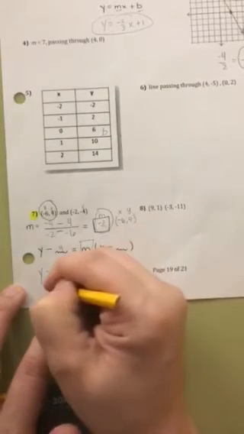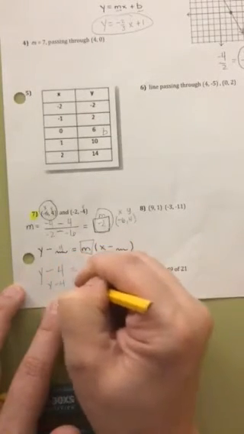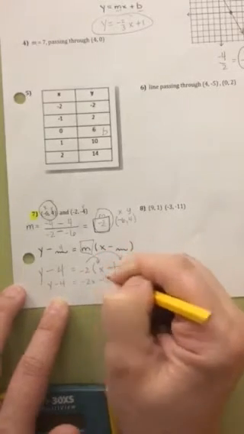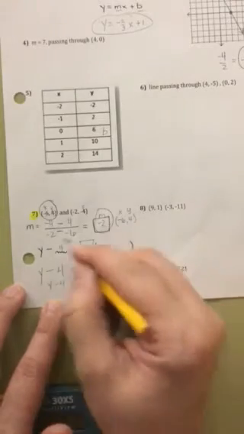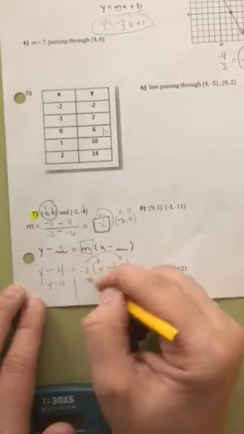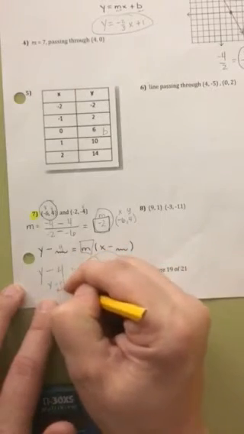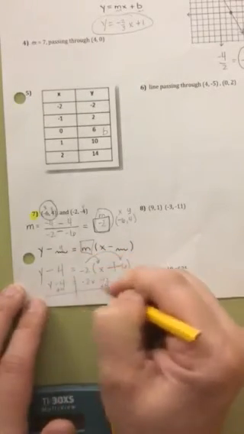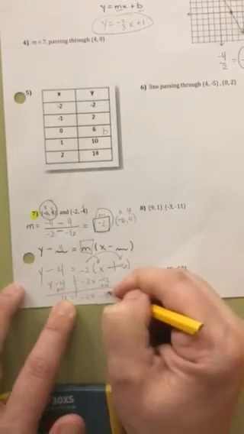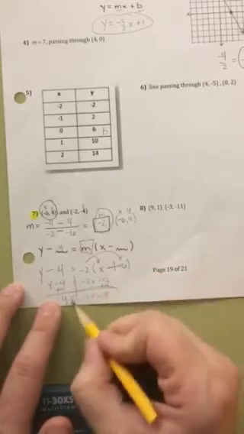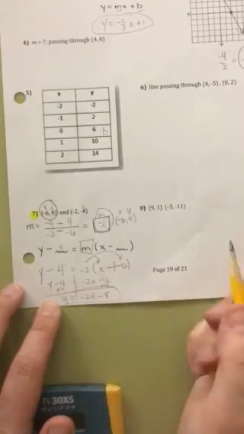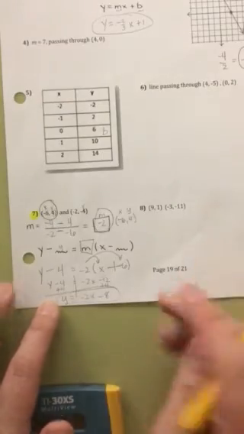Distribute. Y minus 4 is equal to multiply. In these problems, there's nothing that says we need the form where we have x's and y's on the same side. So I'm going to add 4 and turn it into y equals form. Negative 2x minus 8, and I'm done. Notice my slope is negative 2. My slope is negative 2. That's what tells me I did this correctly.